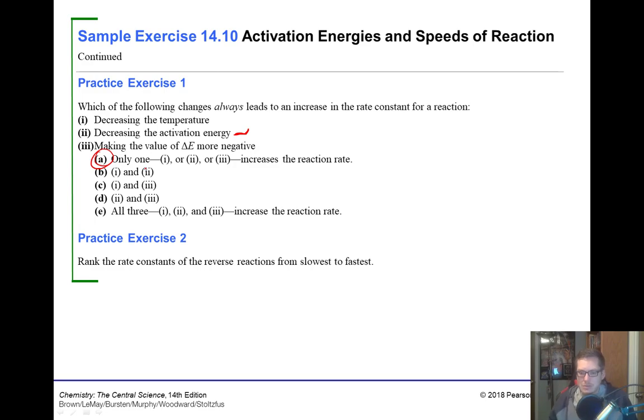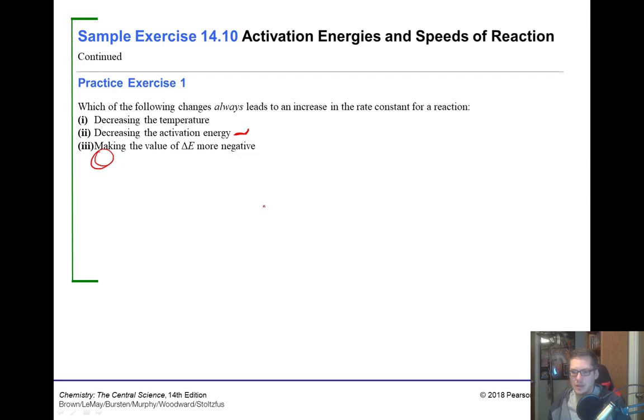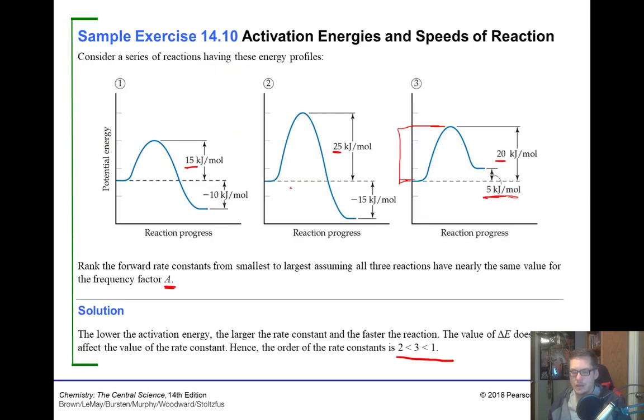Ooh, this one's interesting. It says rank the rate constants of the reverse reactions from slowest to fastest. So we can look at these and do them backwards now. So now we're looking at from here up to here, and then here to here, and then here to here. The fastest will be number 3 because its activation energy is only 15. This one's activation energy is 25 plus 15, so this would be 40, and this one would be 25. So slowest to fastest would be 2, 1, 3.